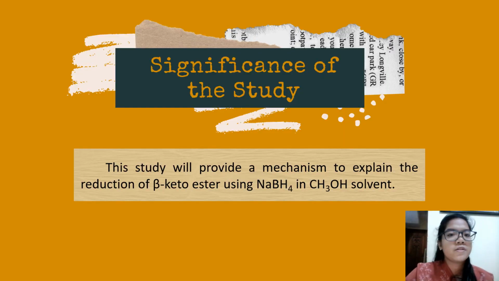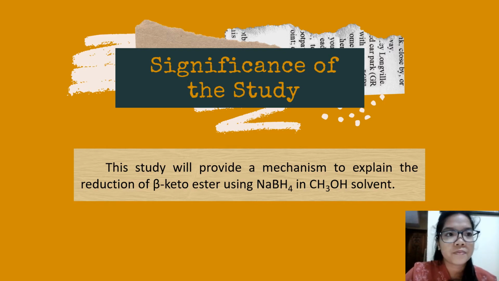In recent years, many experimental and theoretical researches have been done on the formation of diols, and reduction of keto ester is one of them. Unfortunately, there have been few reports on the reduction of beta-keto ester using sodium borohydride and methanol, and there is no mechanistic detail available in this matter. That's why this study will provide a mechanism to explain the reduction of beta-keto ester using sodium borohydride in methanol solvent.